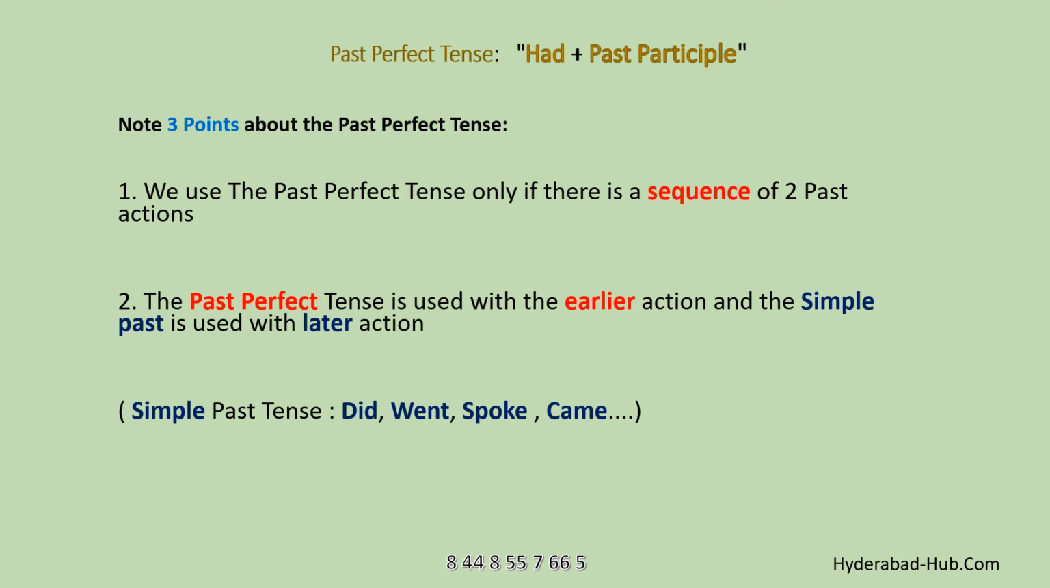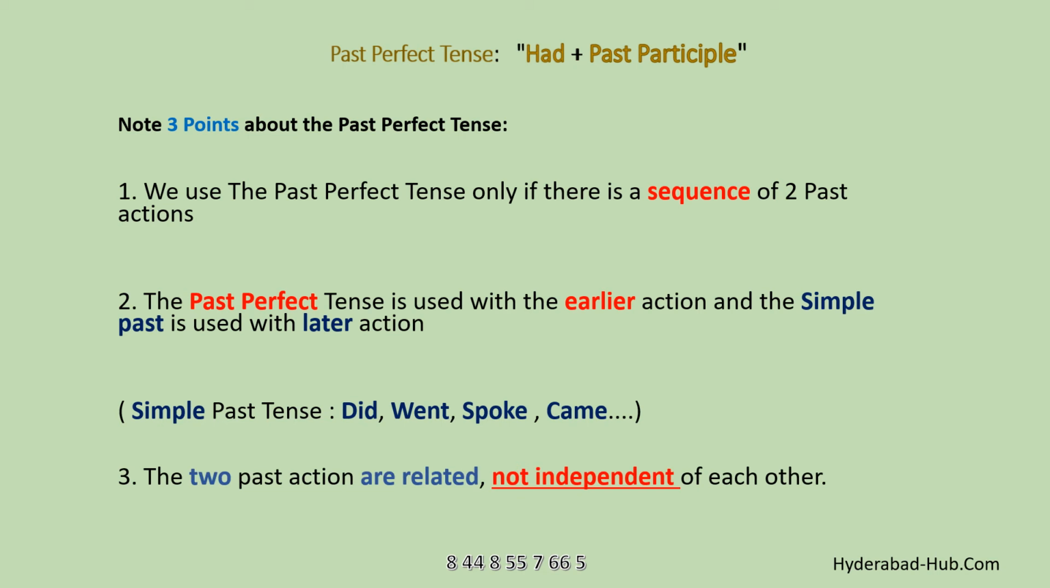Third, the 2 past actions are related to each other, not independent of each other. That means the 2 past actions are not just independent actions, they are 2 connected actions. We don't use past perfect tense to mention 2 past actions which are nowhere related to each other.